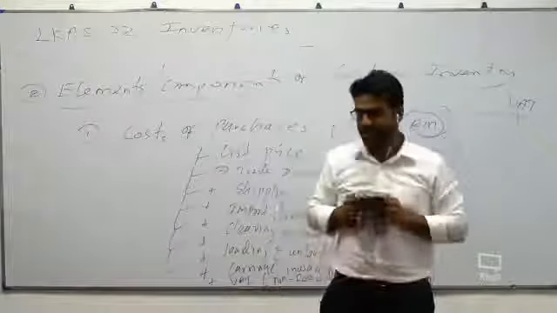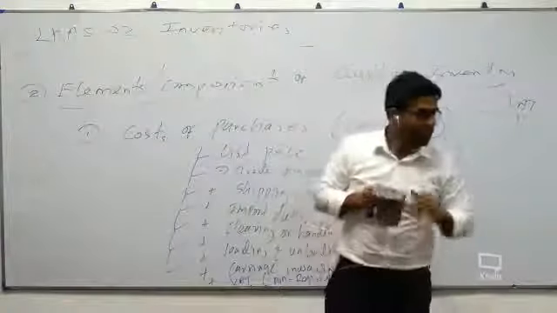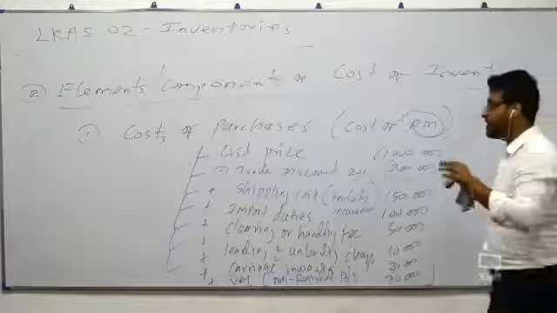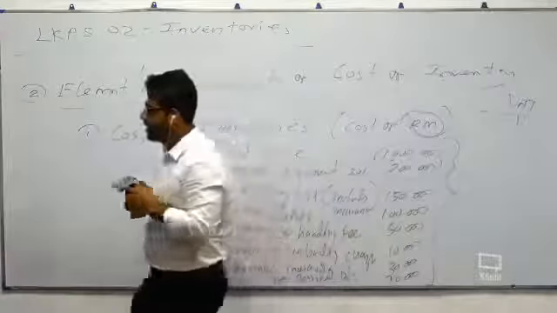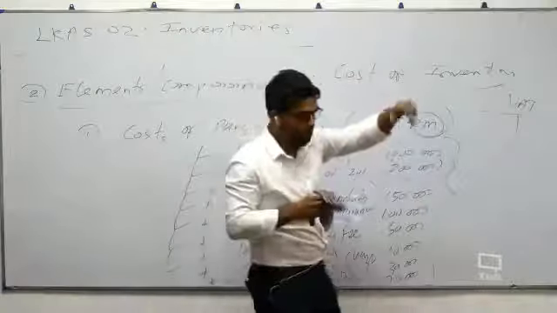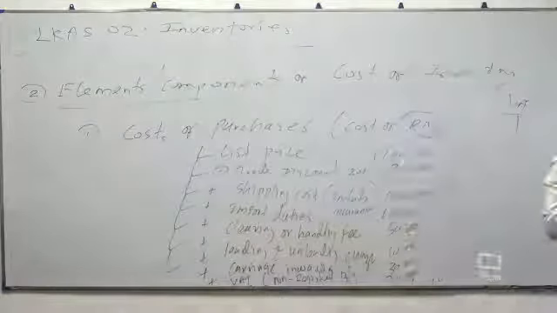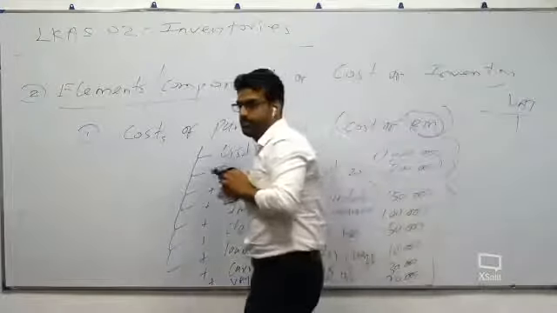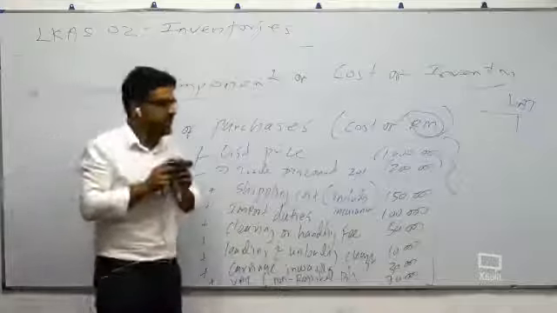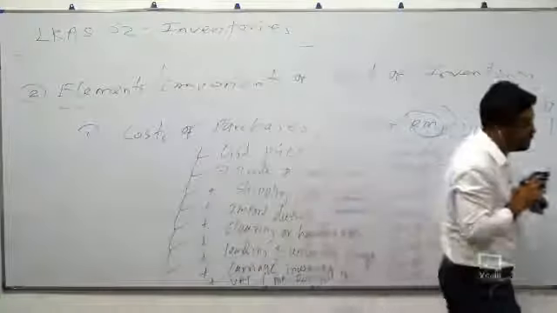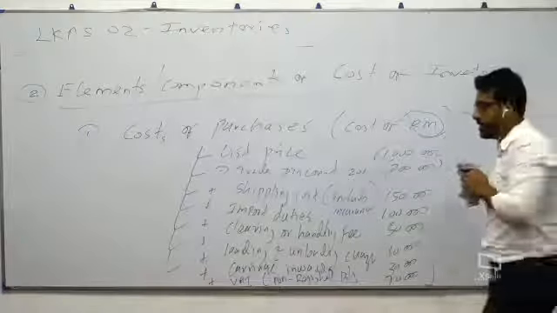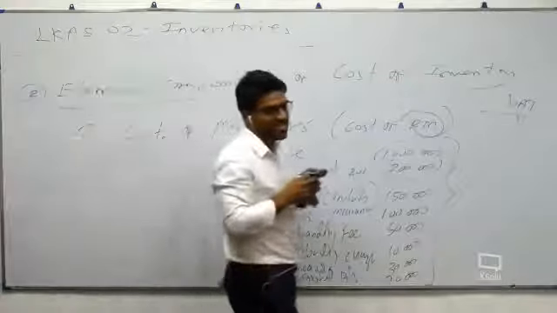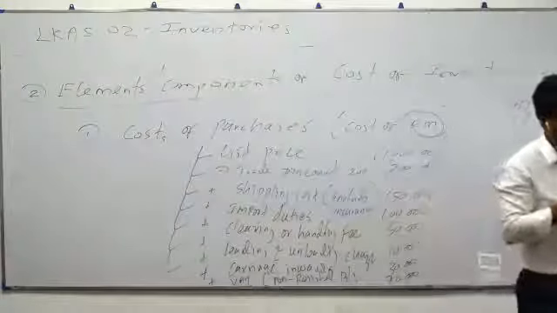Write it down. Costs that are incurred. What is cost of conversion? I'm explaining. Guys, the heading is cost of conversion. Below that, write: these are the costs incurred to convert raw materials into finished goods. So all the conversion, everything. These are the costs incurred to convert the raw materials into finished goods.